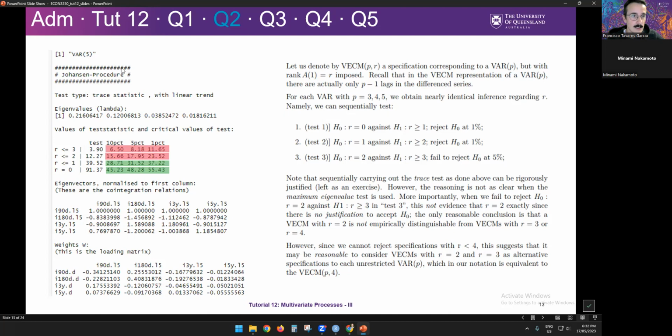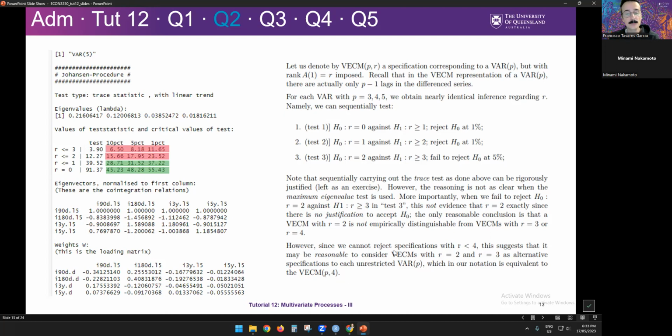And that's how the Johansen procedure works. It's giving us some advice on what rank we should be considering for our VECMs or vector autoregressions. However, since we cannot reject for r, it is reasonable to consider VECMs with r equal to 4 and r equal to 3 as alternative specifications to each unrestricted VAR, which in our notation is equivalent to VECM p4.